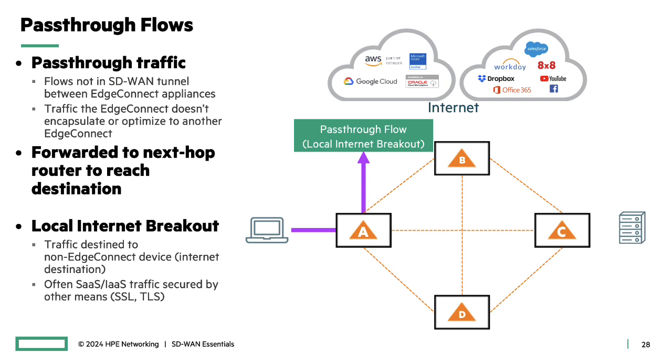However, most of the time in the EdgeConnect world, when we use the term tunnel, people usually are referring to SD-WAN tunnels, specifically those established between a pair of EdgeConnect appliances. Pass-through flows, in turn, usually refer to traffic not in an SD-WAN tunnel, or traffic that is being broken out locally. And that is essentially the terminology that makes up an EdgeConnect SD-WAN, including SD-WAN tunnel and pass-through flows.